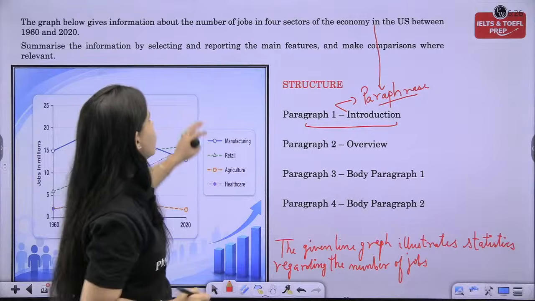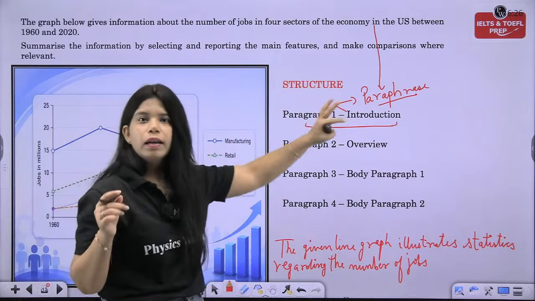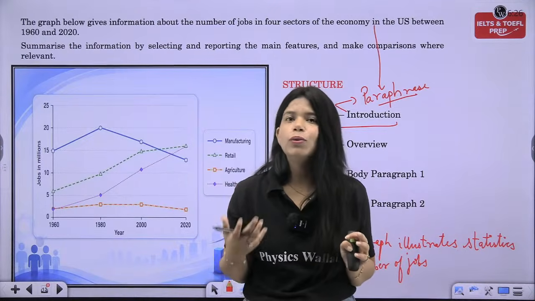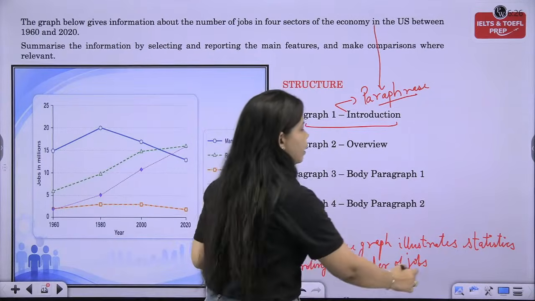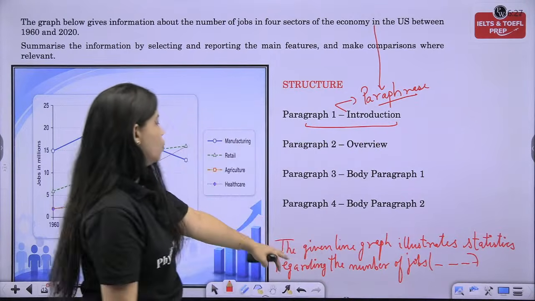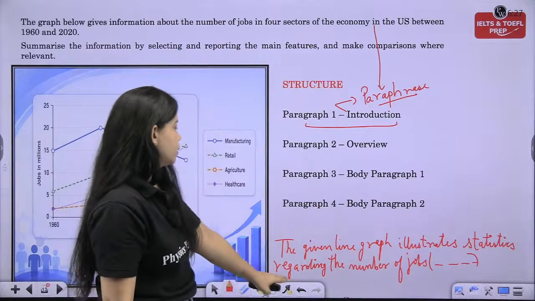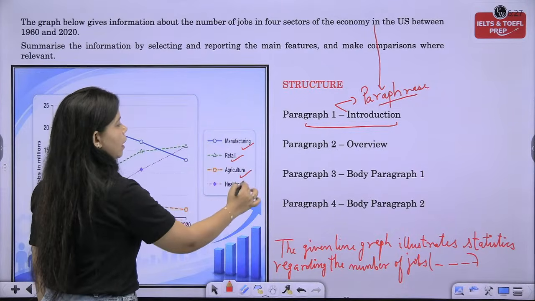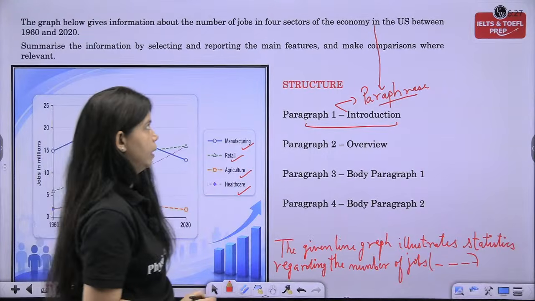After that, look, in 4 sectors, right? Now what is written in the question? The question says in 4 sectors. How can you change the language? Put a bracket here and mention all those 4 sectors. So the given line graph illustrates statistics regarding the number of jobs in manufacturing, retail, agriculture and healthcare sector.